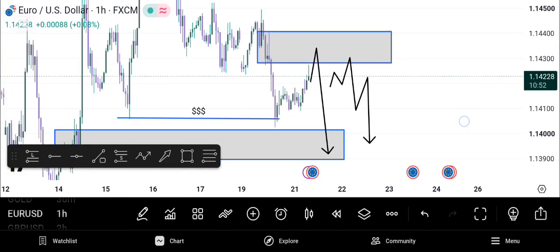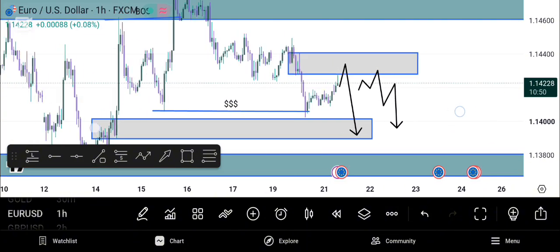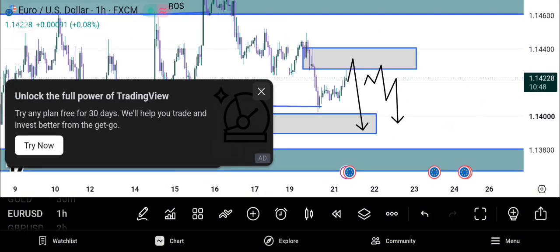So this is my analysis on Euro USD. I'll be looking to sell Euro USD. This is my analysis on Euro USD.